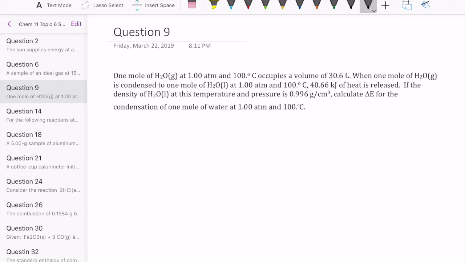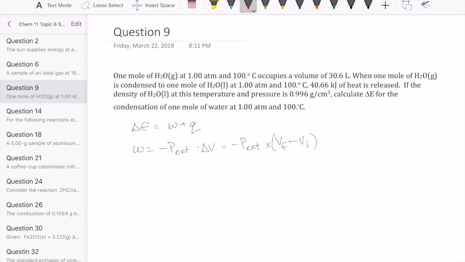Okay, so let's think about delta E real quickly. Delta E is equal to two components, W plus Q, or work plus heat. Now we see that in the information given in the question, heat is already given directly. So the only quantity we have to calculate is work in order to solve for delta E. Work, as you remember, is negative P external times delta V, which is the same as V final minus V initial. So we have to get those two numbers.